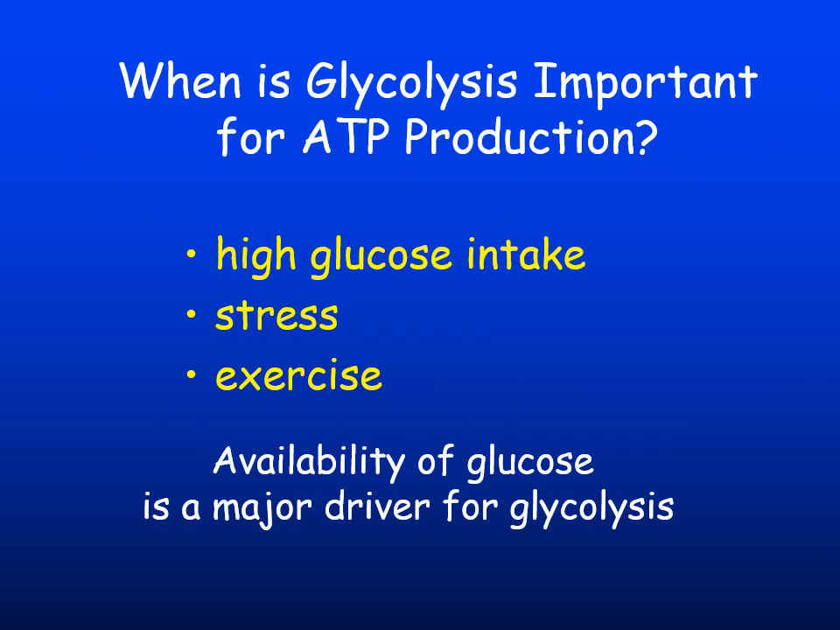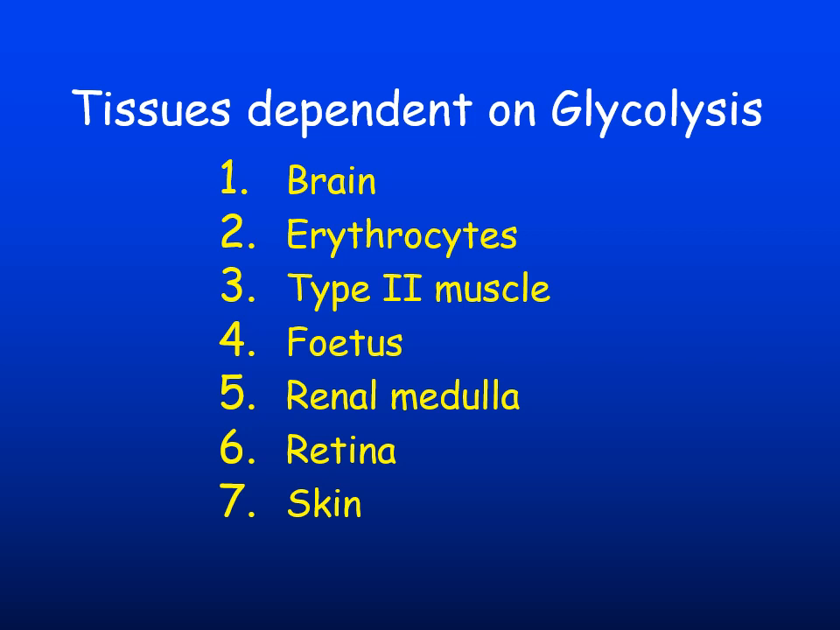As a general theme, the cells in our bodies and the bodies of animals become more dependent on glycolysis to produce energy under particular scenarios. These include when there is high levels of glucose intake, under high levels of stress, and particularly under high levels of exercise. But having said that, there are tissues in your body that are quite dependent upon glycolysis for their energy production. And they include the ones that you can see here in this list.